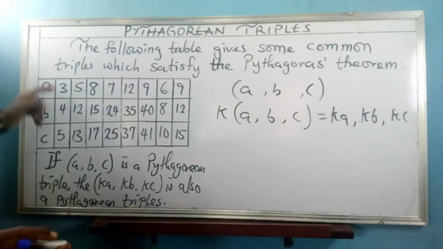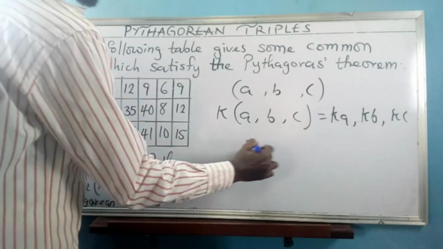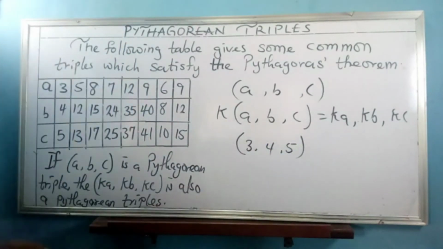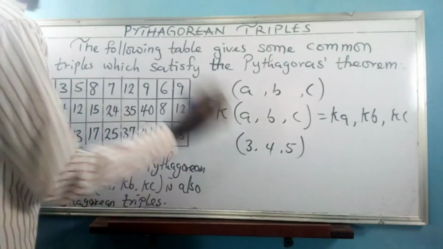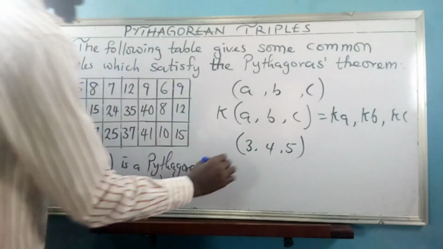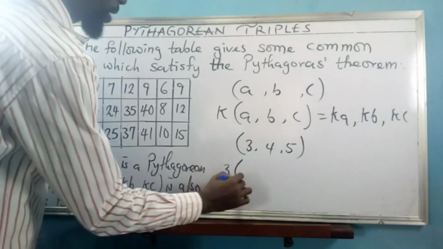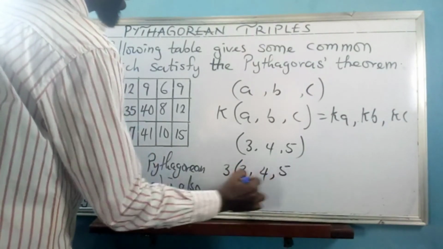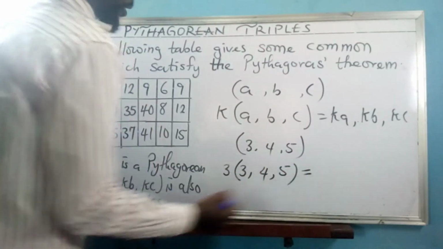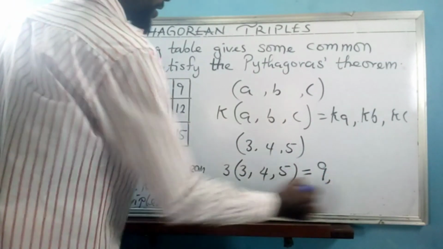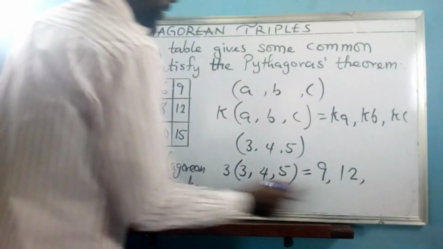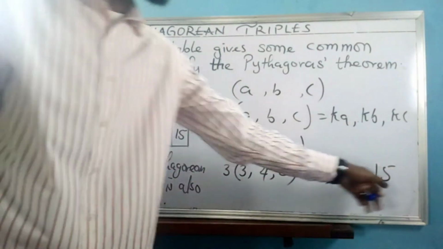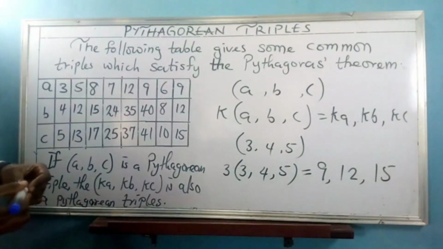Now let's use the numbers. 3, 4, 5. That's our Pythagorean triple. If we now multiply it by a constant, a number, probably we use 3 into the bracket 3, 4, 5. We want to use 3 to open the bracket. So we're going to have 3 times 3, that is 9. 3 times 4, that is 12. 3 times 5, that's 15. Which means 9, 12, 15 is also a Pythagorean triple.